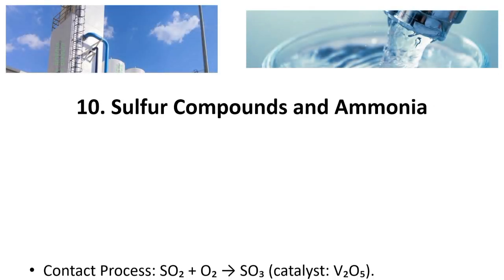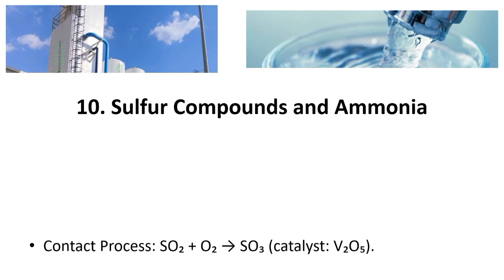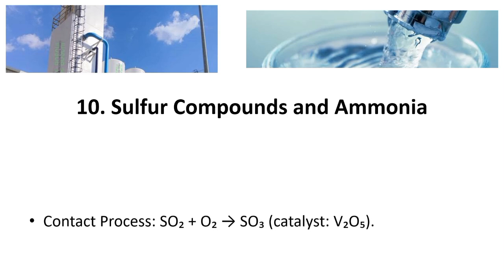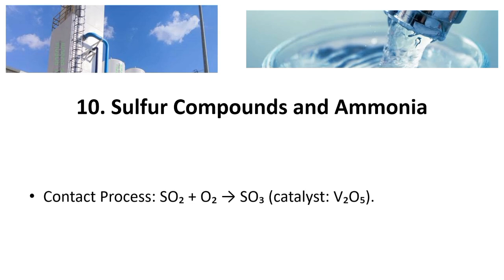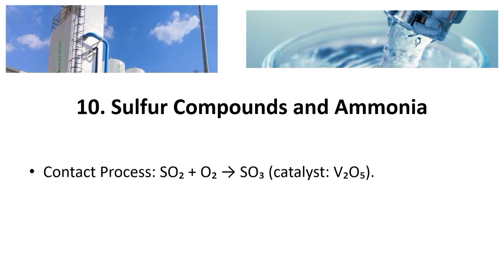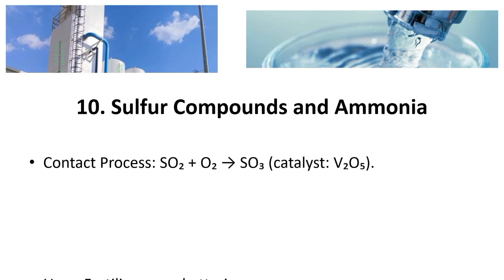10. Sulfur compounds and ammonia. The contact process produces tetraoxosulfate(VI) acid and sulfur(VI) oxide. Vanadium(V) oxide acts as a catalyst, speeding up the oxidation of SO2 to SO3. Do you know its uses?